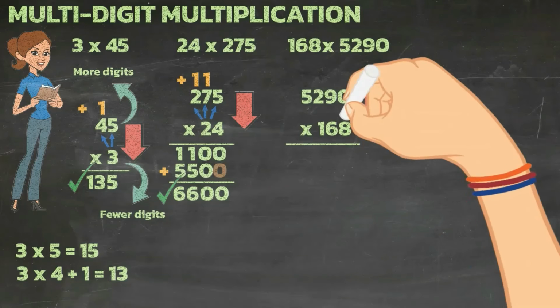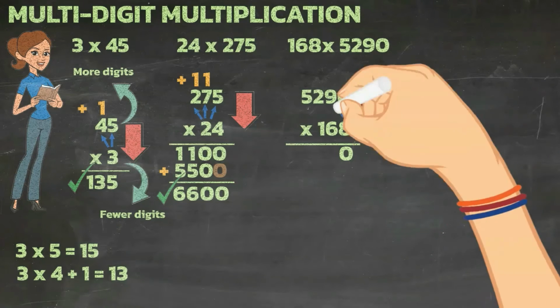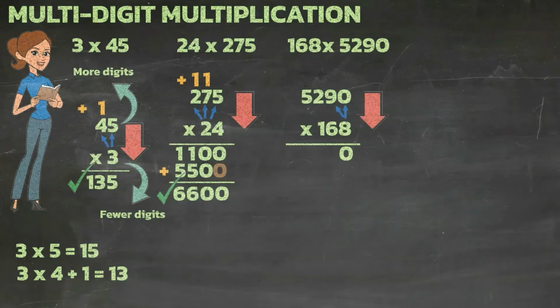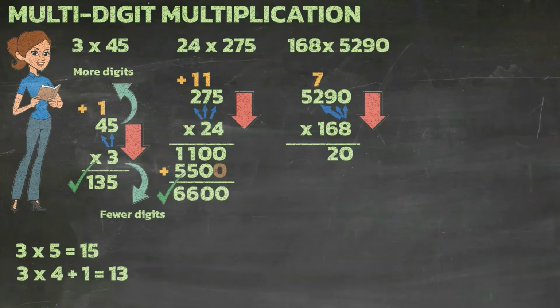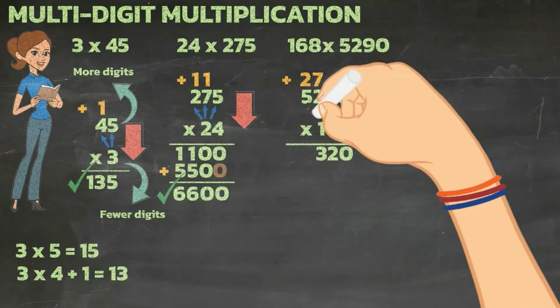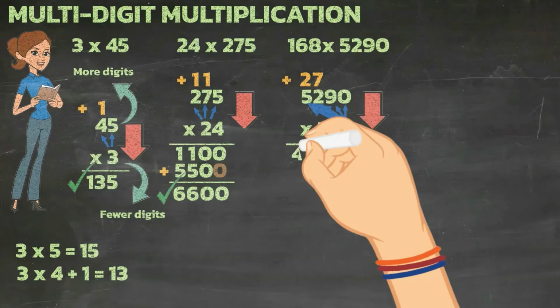8 times 0 equals 0. Bring down 0. Next. 8 times 9 equals 72. Bring down 2. Bring up 7. Next. 8 times 2 equals 16, plus 7 equals 23. Bring down 3. Bring up 2. Next. 8 times 5 equals 40, plus 2 equals 42.